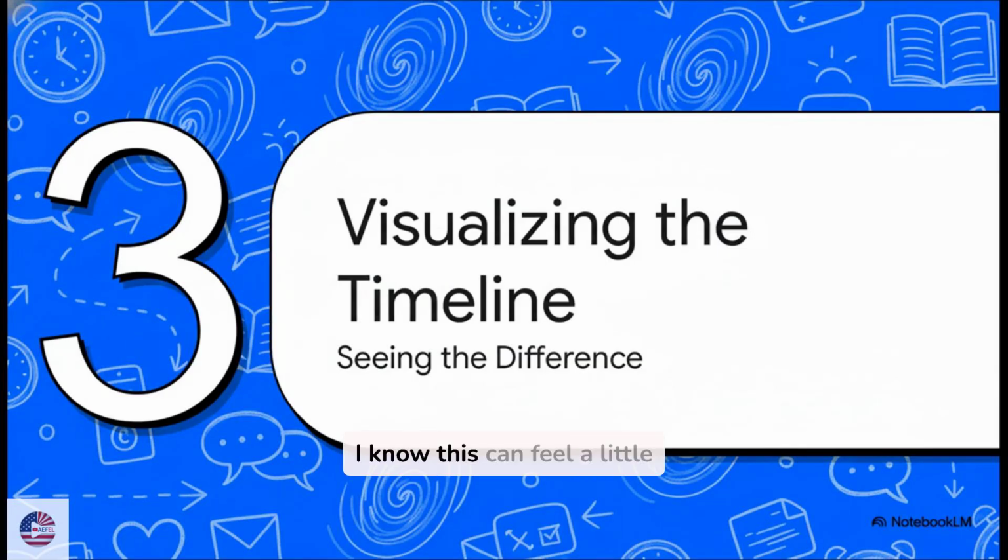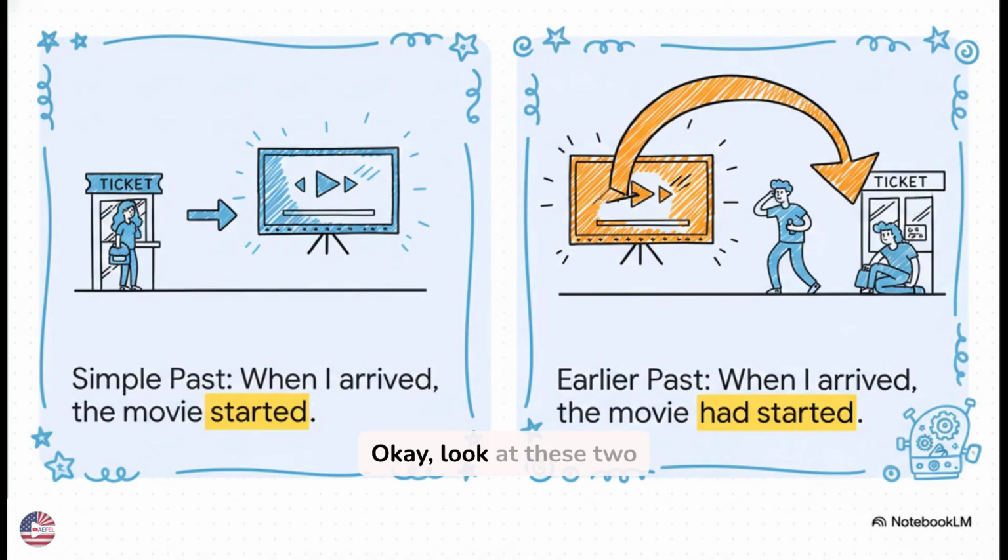Now, I know this can feel a little abstract, so let's make it crystal clear. We're actually going to visualize this on a timeline so you can literally see the difference for yourself. Okay, look at these two sentences. They are almost identical. But that one tiny little word, had, completely flips the timeline of the story. Let me show you how.